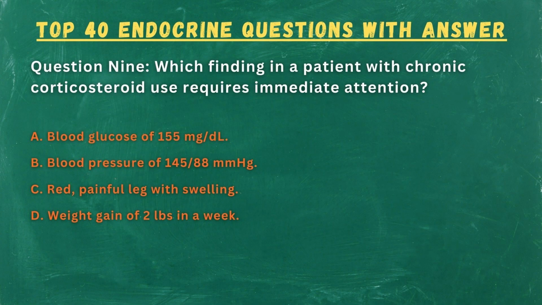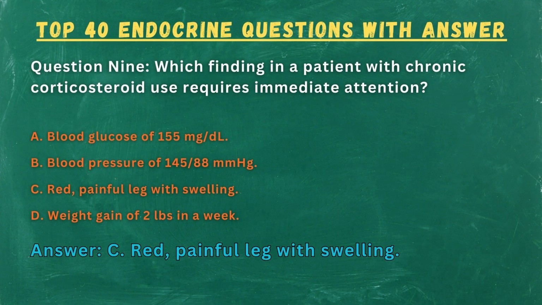Question 9. Which finding in a patient with chronic corticosteroid use requires immediate attention? A. Blood glucose of 155 milligrams per deciliter. B. Blood pressure of 145/88 mmHg. C. Red, painful leg with swelling. D. Weight gain of 2 pounds in a week. Answer: C. Red, painful leg with swelling.